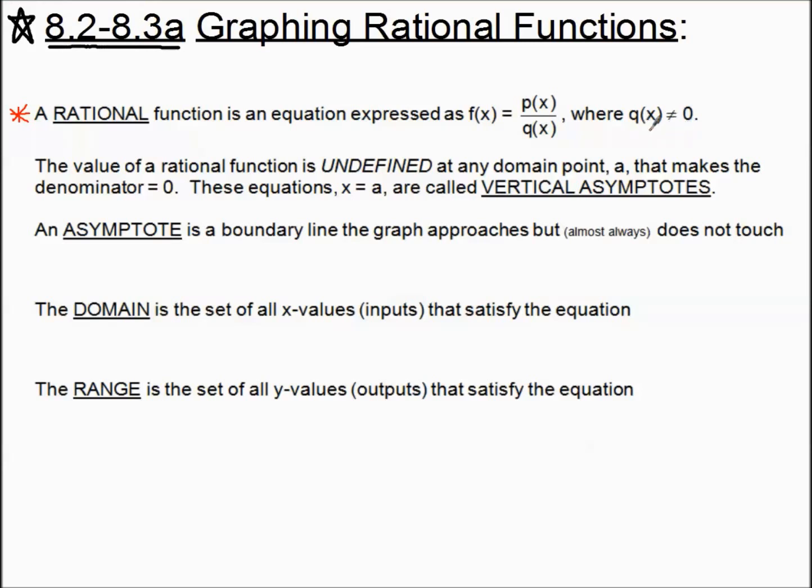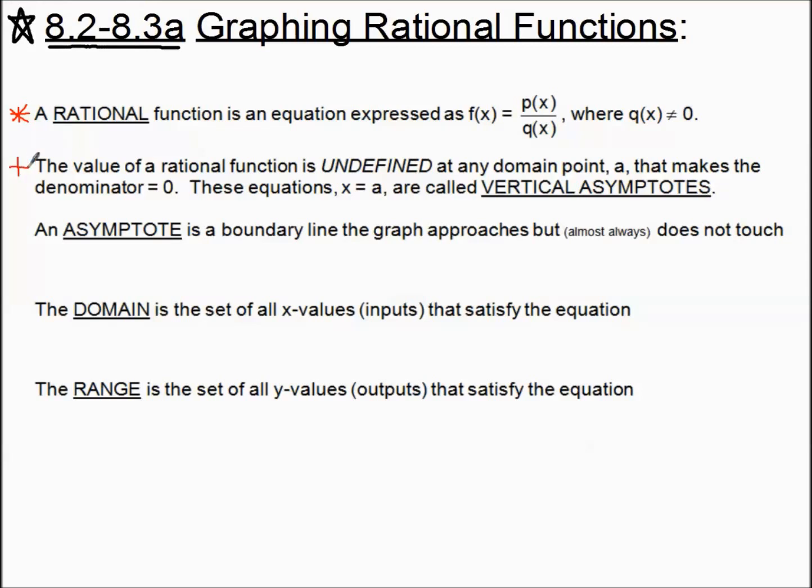Any values that happen to make the denominator 0 have to be taken away from our domain, and they become our vertical asymptotes. The value of a rational function is undefined for any domain point, I'll just call it a, that makes the denominator equal to 0. That's the big no-no. These equations, x equals a, the equation of a vertical line, are called vertical asymptotes. So that's how we find our vertical asymptotes.